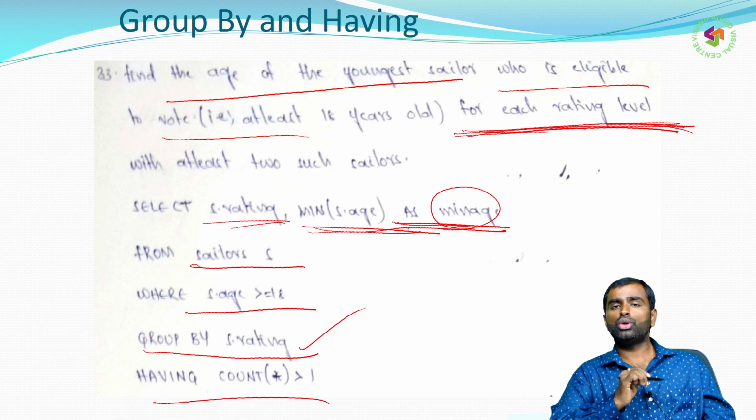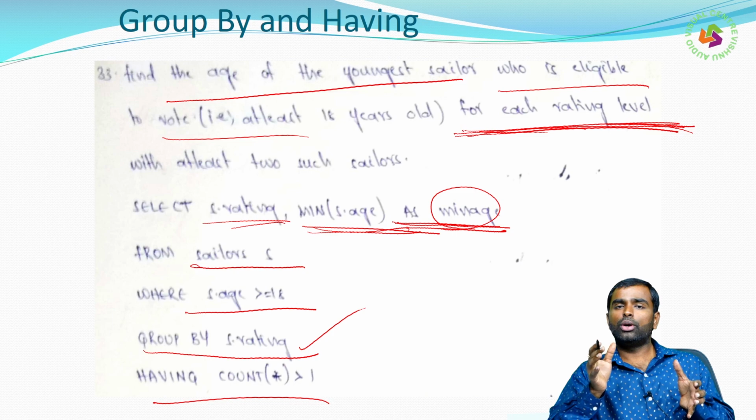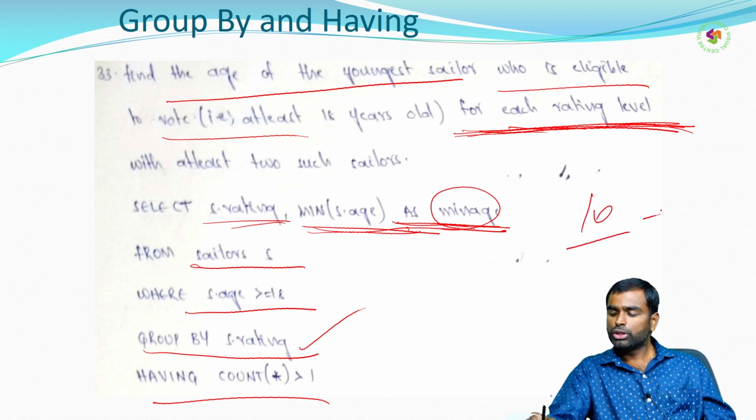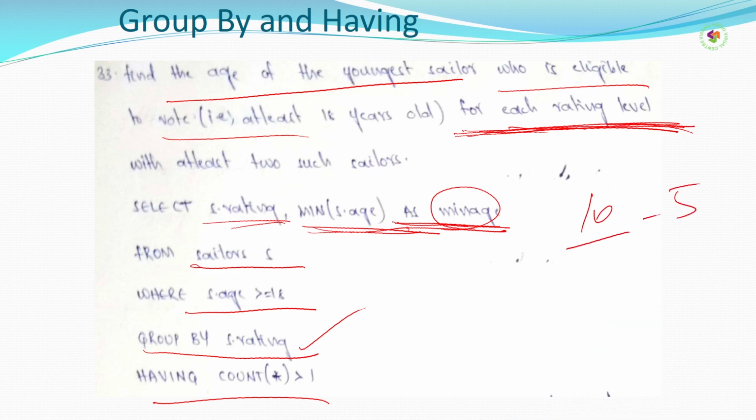In the having portion, you have to give the group condition. For example, for each rating level, say rating 10, 5 people got rating 10. 4 people got rating 9. 10 people got rating 8.